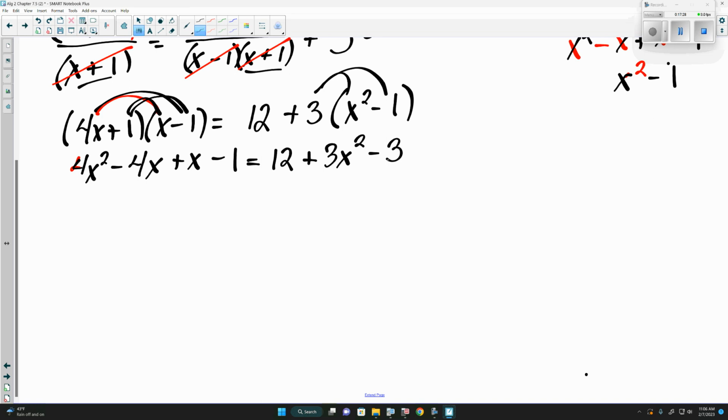Now we do have some like terms to combine. On the left-hand side, negative 4x plus x is going to be negative 3x minus 1. On the right-hand side, 12 minus 3 will simplify. 3x squared won't, so we'll have 3x squared. Then 12 minus 3 is plus 9.